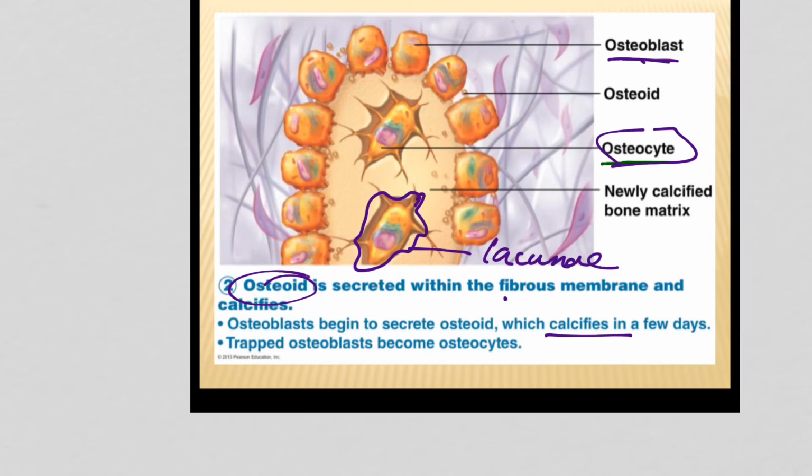Okay, so you're going to continue to have this bone develop as more and more mesenchymal cells become osteoblasts, and then they secrete a matrix, and they kind of surround themselves with this osteoid, and then the osteoid calcifies in a couple days.